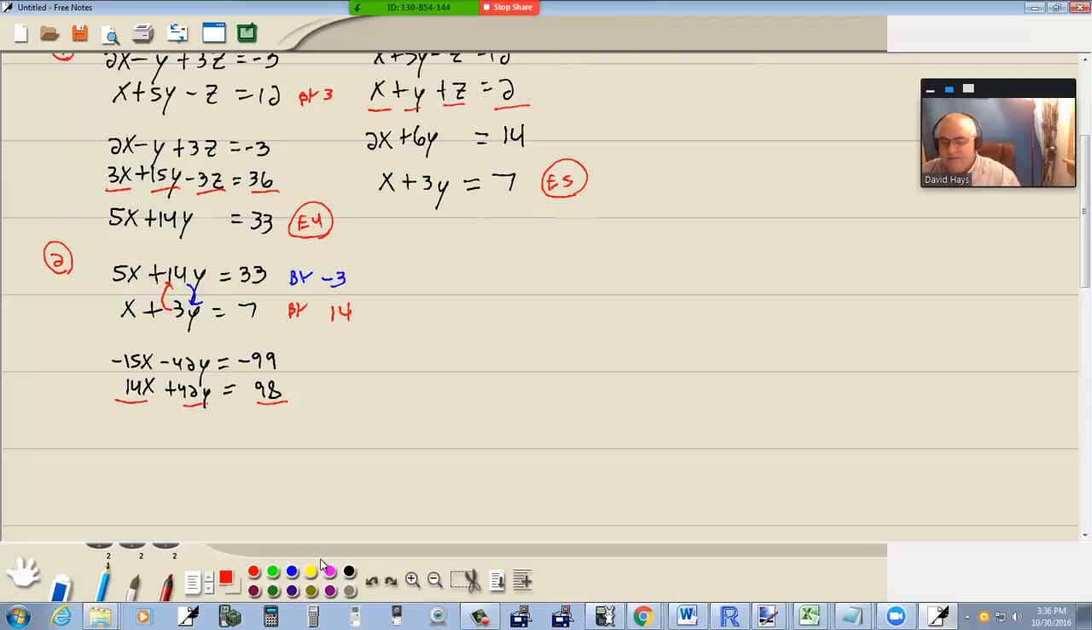We're going to add these together. Negative 15x plus 14x is negative 1x, or negative x. Negative 42y plus 42y cancels. Negative 99 plus 98 is negative 1. And this is now going to be equation 5. Try it again. Equation 6. We already got an equation 5.